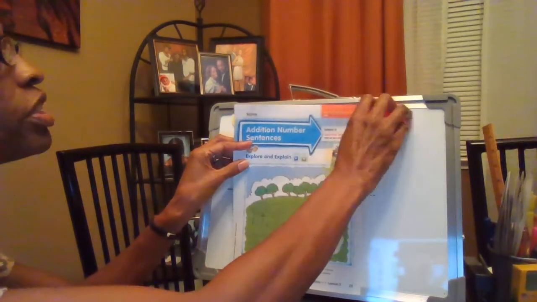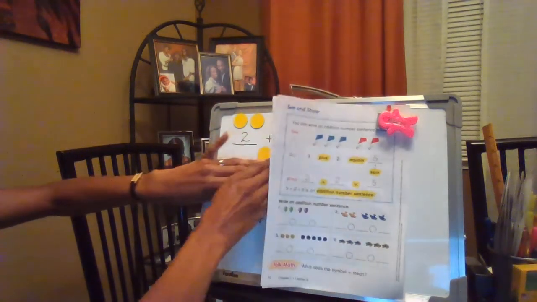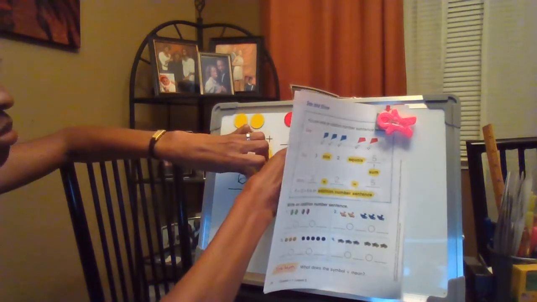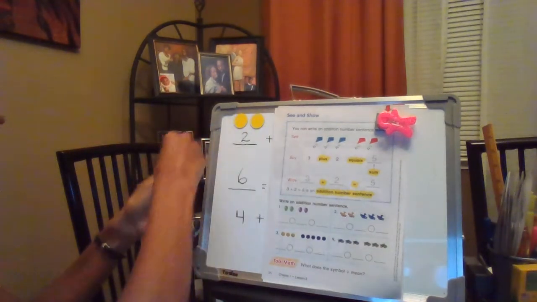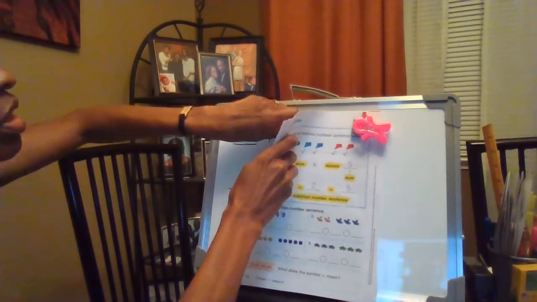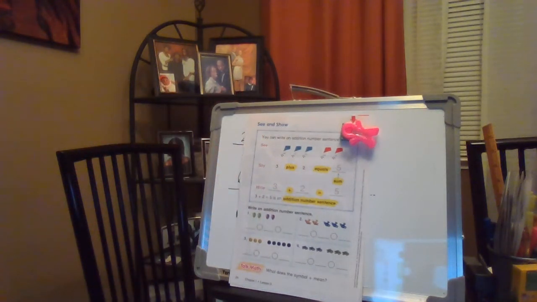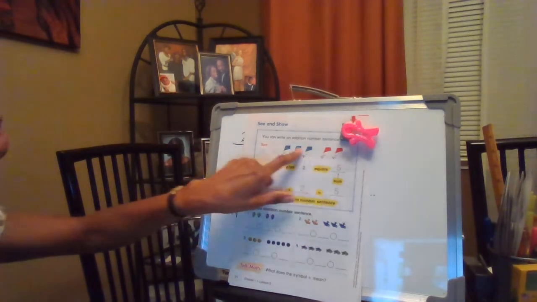Okay, so now I'm going to turn my page to the see and show. And I want to use my counters instead because they show up better. Okay. So it says you can write an addition number sentence. See, so they're going to show you some pictures.